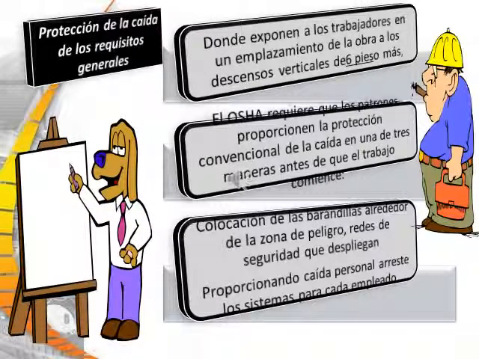Where workers on construction sites are exposed to vertical drops of 6 feet or more, OSHA requires that employers provide conventional fall protection in one of three ways before work begins: placing guardrails around the hazard area, deploying safety nets, or providing personal fall arrest systems for each worker.